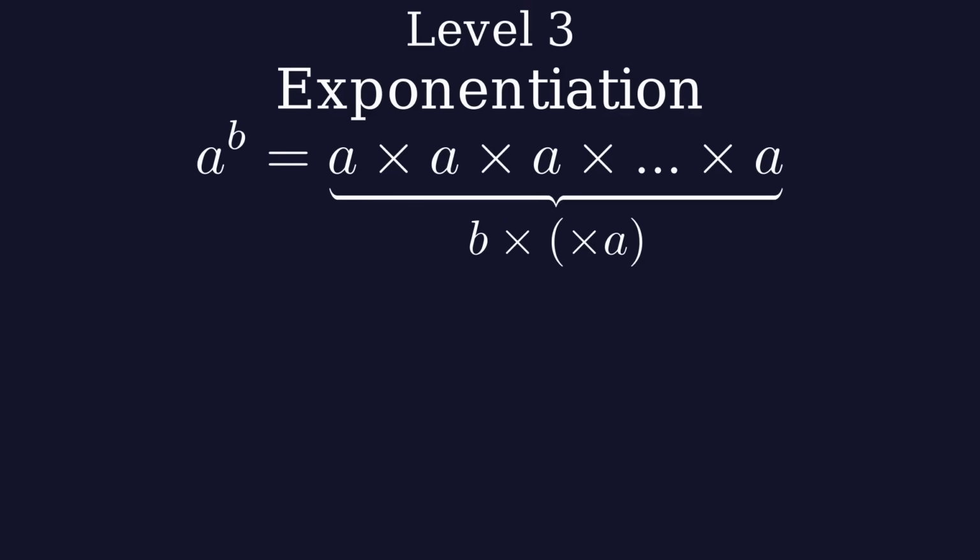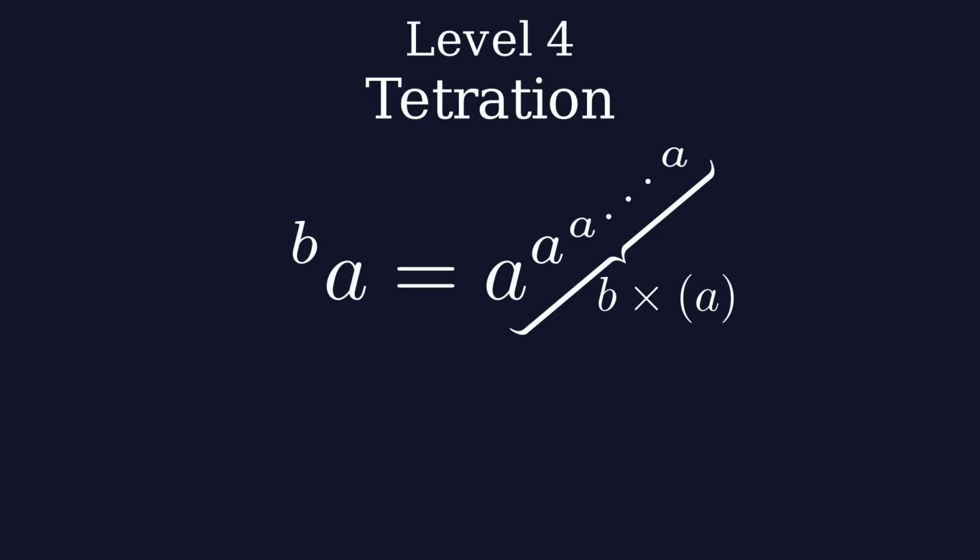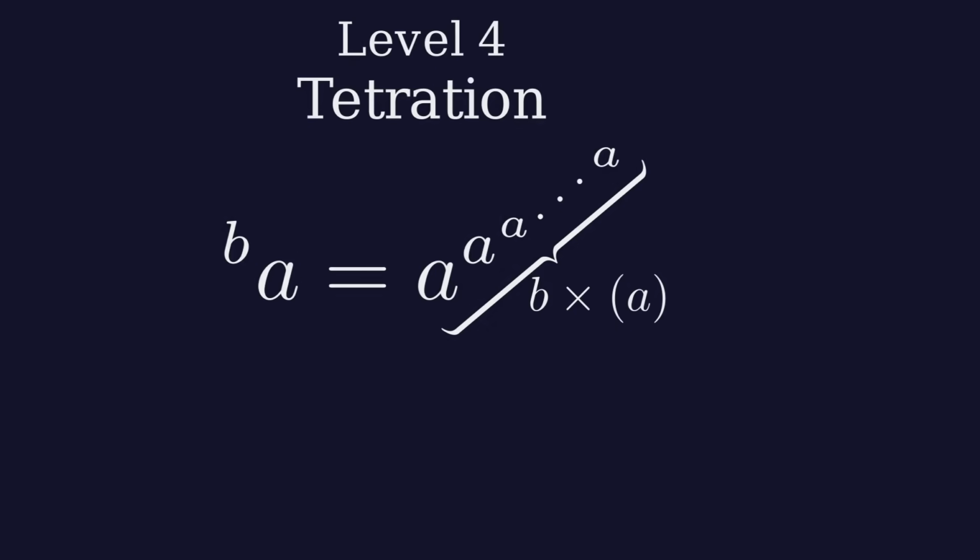The next operation probably many people didn't hear about. Tetration. Tetration is repeated exponentiation. A tetrated to b is equal to a raised to the power of itself b times. In other words, it is a tower of exponents with the height of b. Tetration is a very powerful operation that can generate incredibly large numbers.